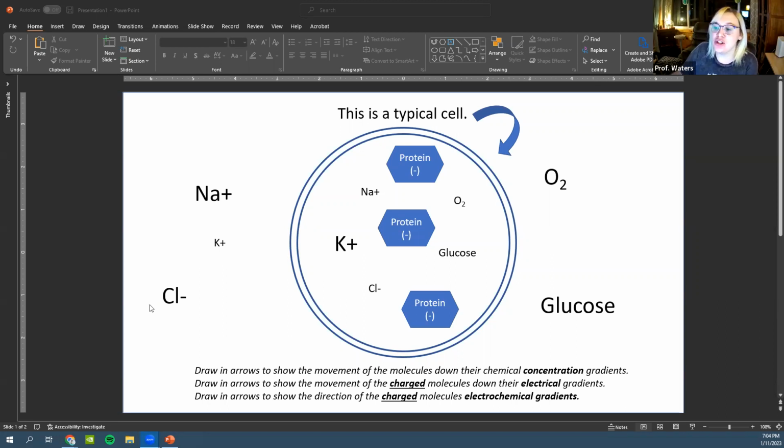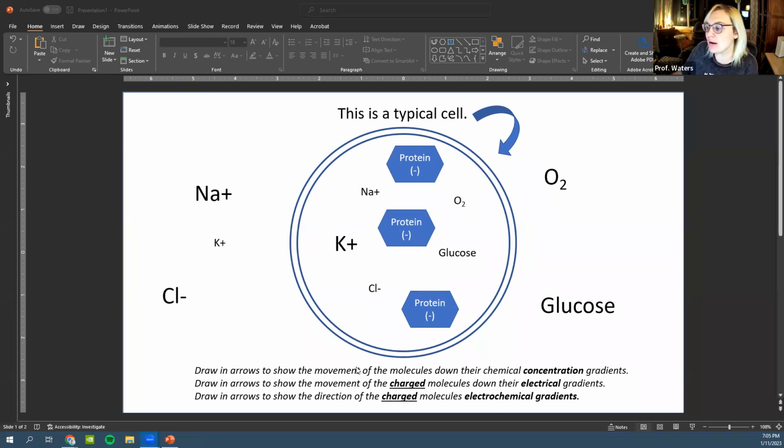What you'll want to do is, sorry, just making sure my screen is sharing the right screen. So this is a typical cell with our double layer, phospholipid bilayer. I've put larger font here for a higher concentration and smaller font for lower concentration. And then I have 3 prompts for you at the bottom.